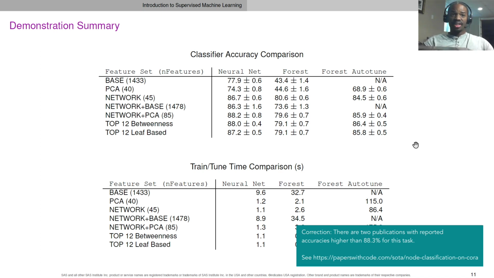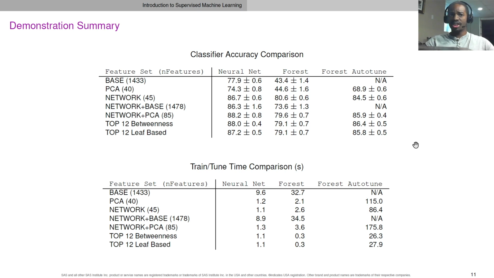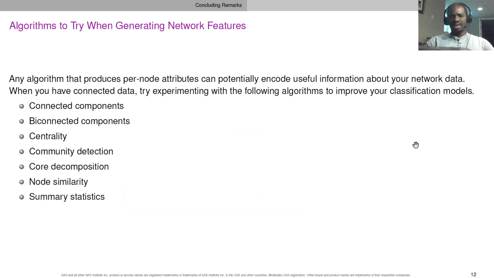A key benefit of this method of using network-enhanced features to improve your machine learning models is explainability. To explain where your model features come from, you need only describe your data as a network and describe the network-related metric or metrics you are using. And in practice, any network algorithm that produces per-node attributes, like the ones listed here, can potentially encode useful information about your network data. When you have connected data, try experimenting with these algorithms. Each is available in the network action set to improve your classification models.